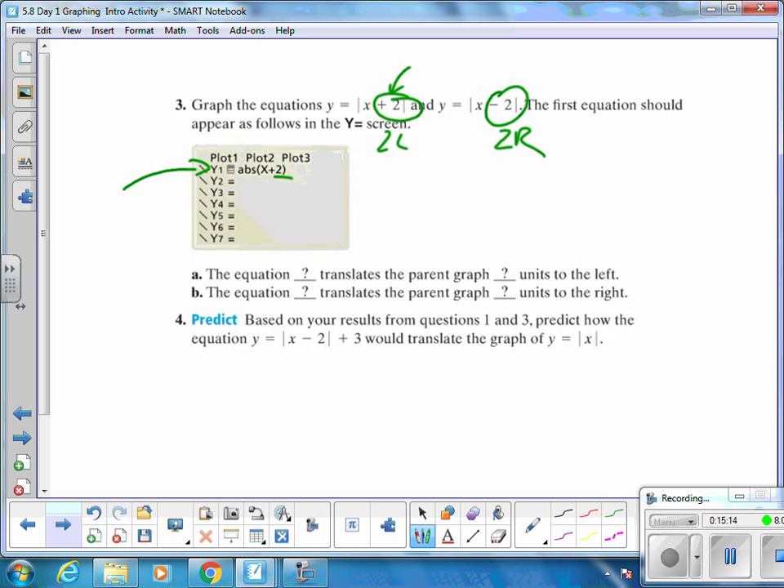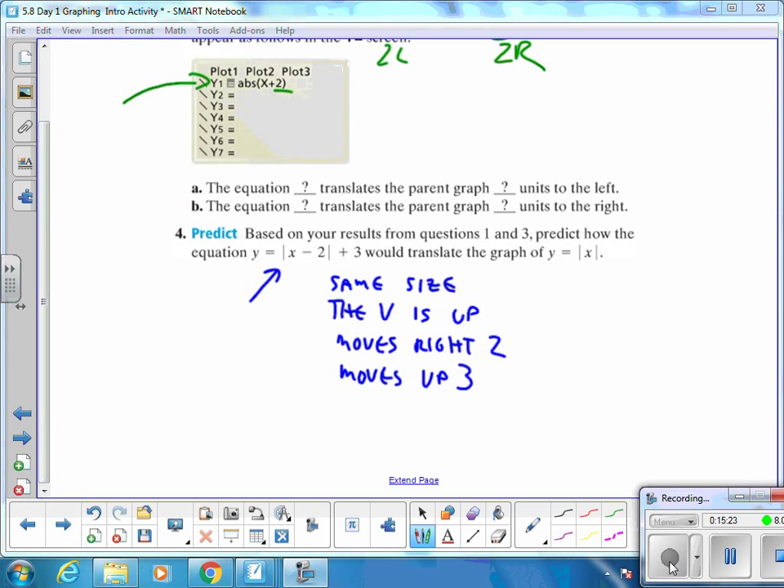Now in this graph right here, I'm going to press pause and see if you can tell me what's going to happen on this one. All right, how'd you do? Because of my no coefficient, I know it's the same size. Because the coefficient is 1, I can see that the V is going to point up. This -2 right here tells me that it's going to move to the right 2, and this +3 is telling me it's going to move up 3.